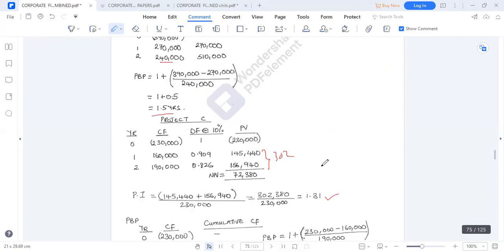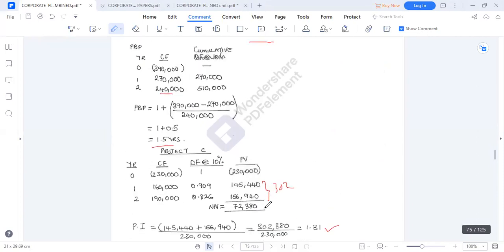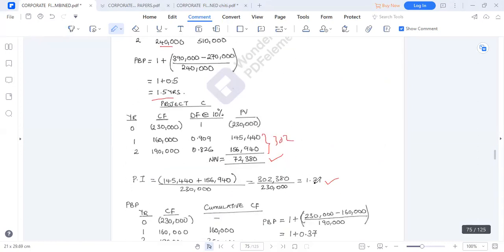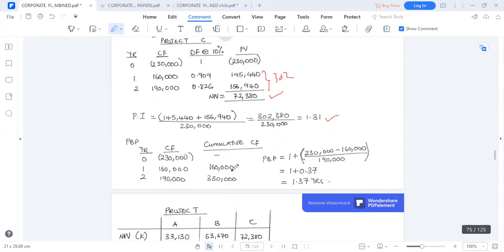NPV is the highest to start with. Profitability index is also the highest as we speak. Payback period. So we're looking at 230 here. So look between here and here, the 320. So this is our A, our B, our C, and our D. So our A is 1, our B is 230, our C is 160, and our D is 190.